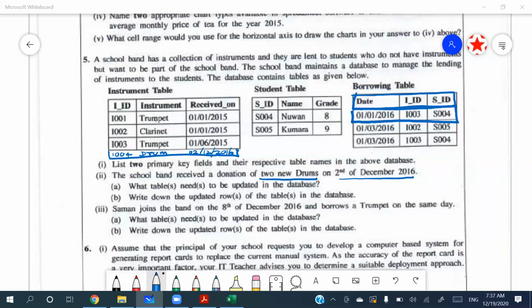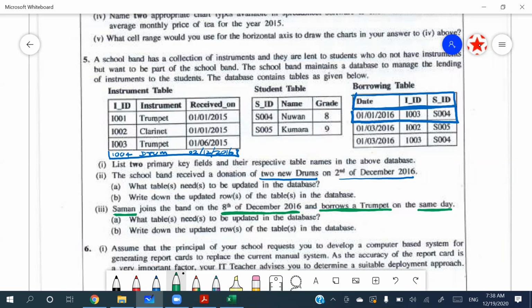Okay, you can always interrupt me if you need any clarifications, right? All right, so the third part, it says, someone joins the band on 8th of December 2016 and borrows a trumpet on the same day. So remember, you have to capture all the things. It says someone joins the band. That means he's going to be a new one. So someone joined the band on 8th of December 2016 and borrows a trumpet on the same day.